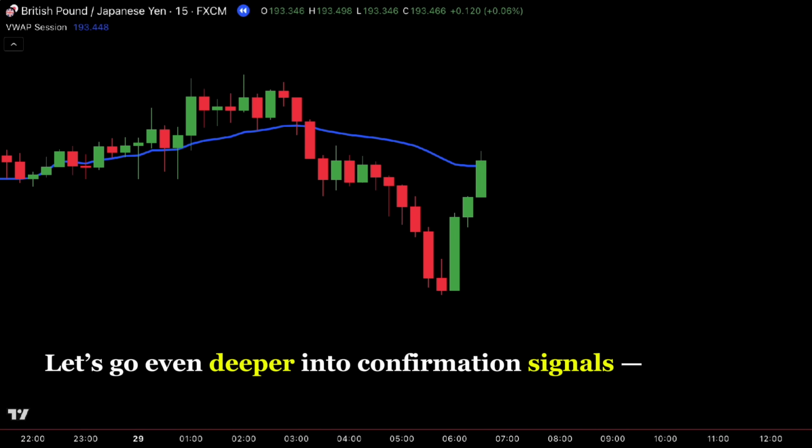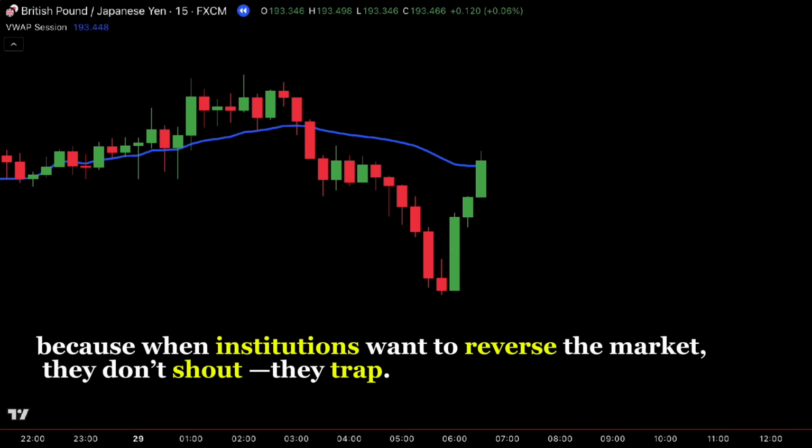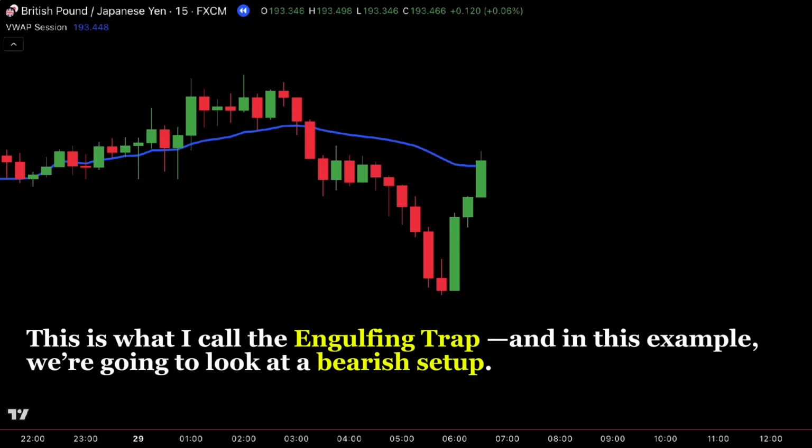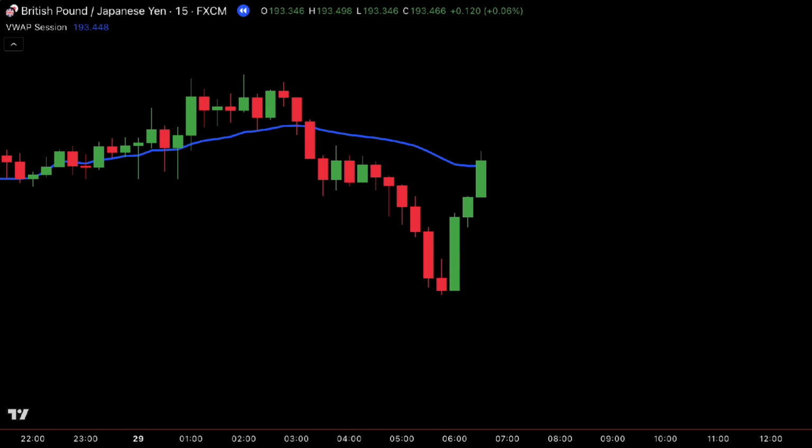Let's go even deeper into confirmation signals, because when institutions want to reverse the market, they don't shout, they trap. This is what I call the engulfing trap. And in this example, we're going to look at a bearish setup. Watch this closely. The market pulls back to the VWAP. That's your fair value zone.